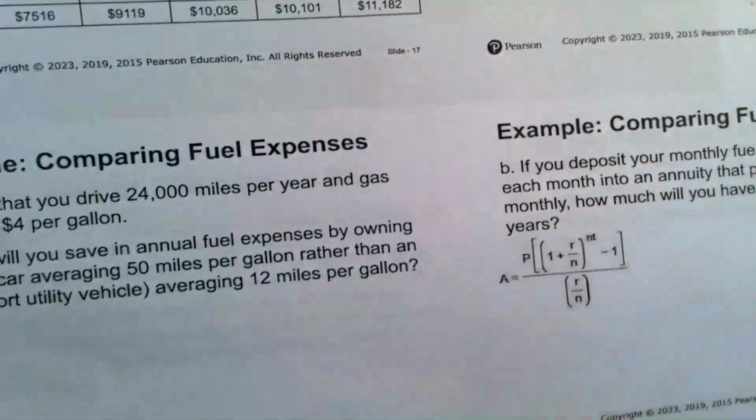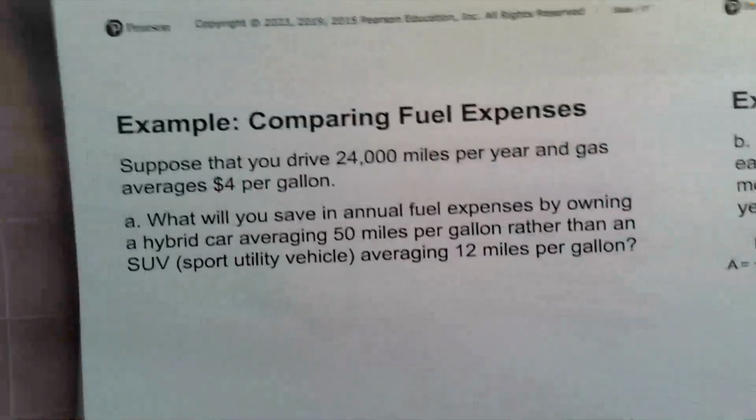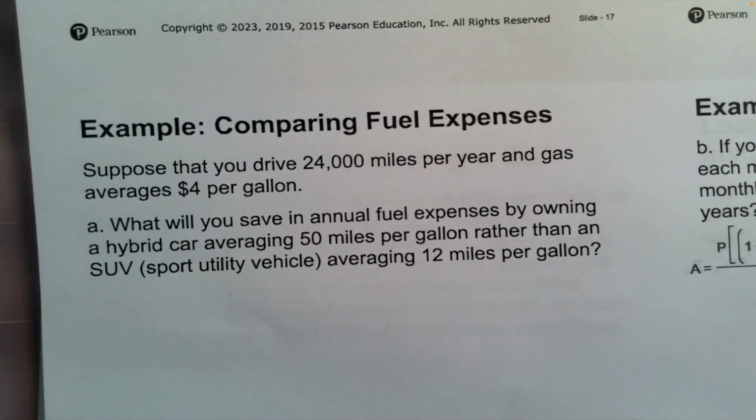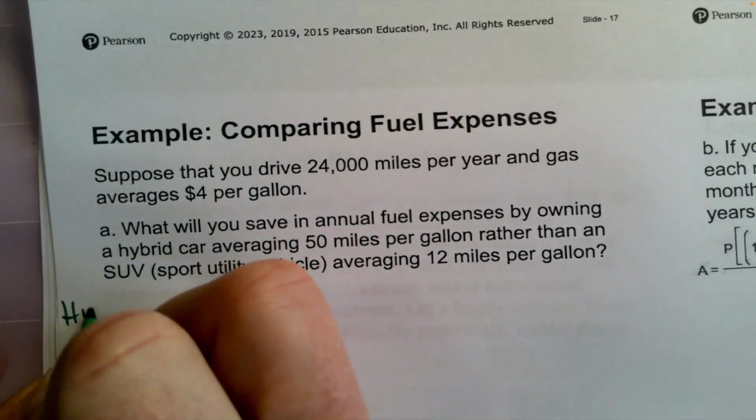So let's look at this example. Suppose that you drive 24,000 miles per year and gas averages $4 per gallon. What will you save in annual fuel expenses by owning a hybrid car averaging 50 miles per gallon rather than an SUV averaging 12 miles per gallon? So we'll look at the hybrid first.